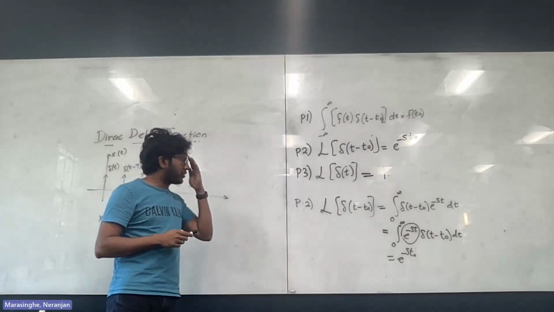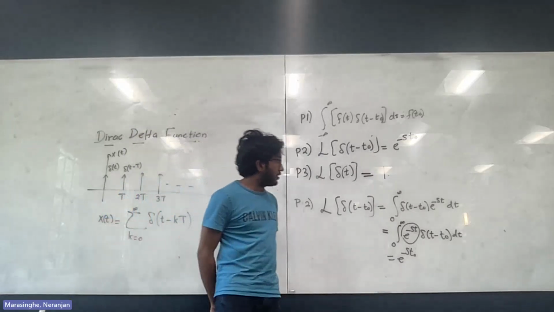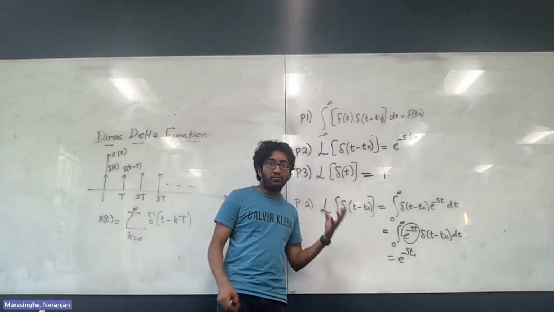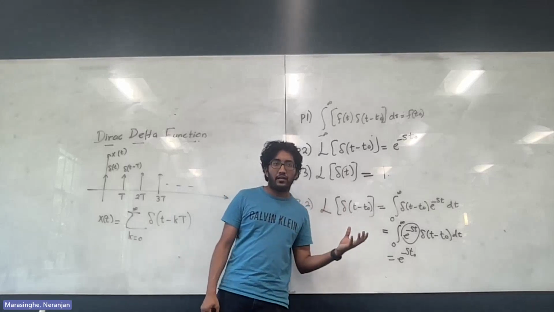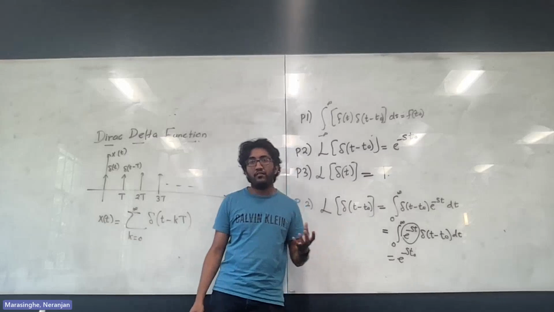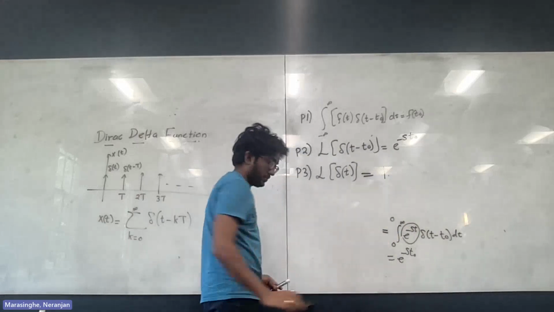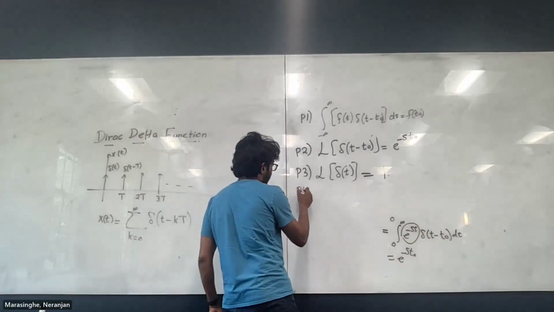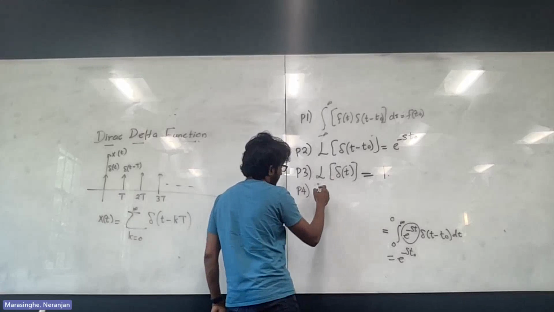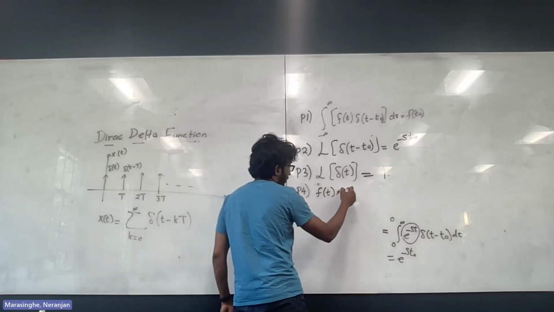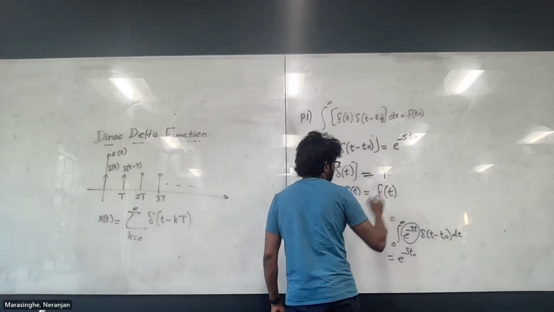And what was the fourth property? If you convolve any function with delta t, you get the same function. Suppose you have a function f(t) and you are evaluating f(t) convolved with delta t, you get the same function f(t). That is property number 4: f(t) convolved with delta t gives f(t).